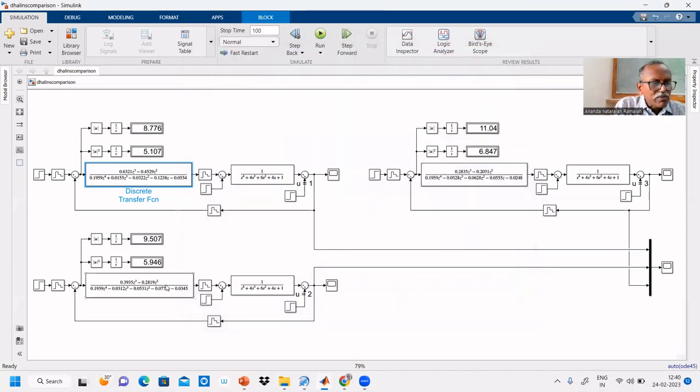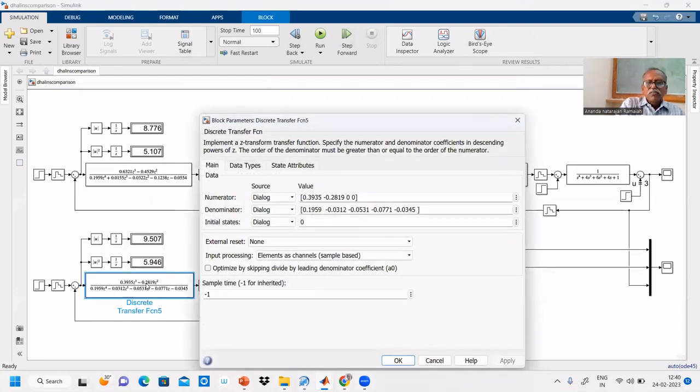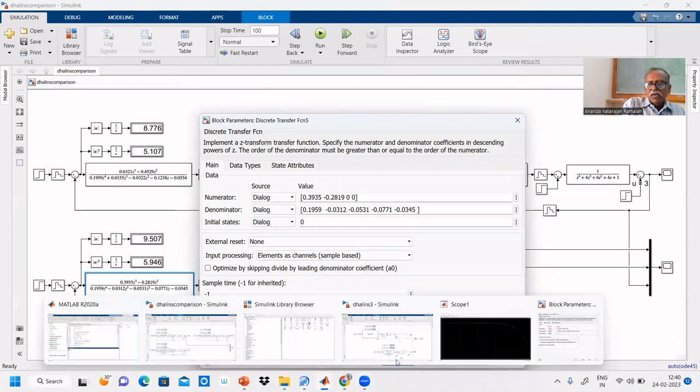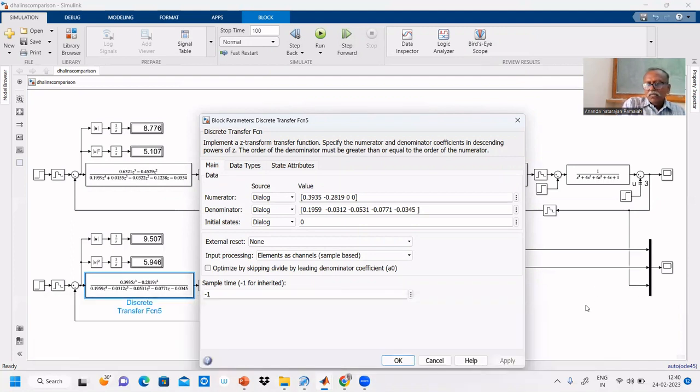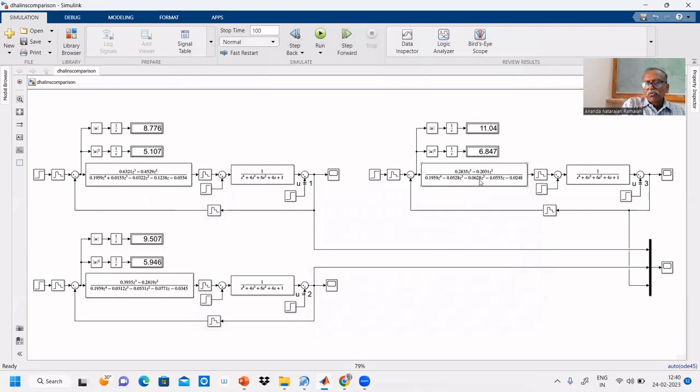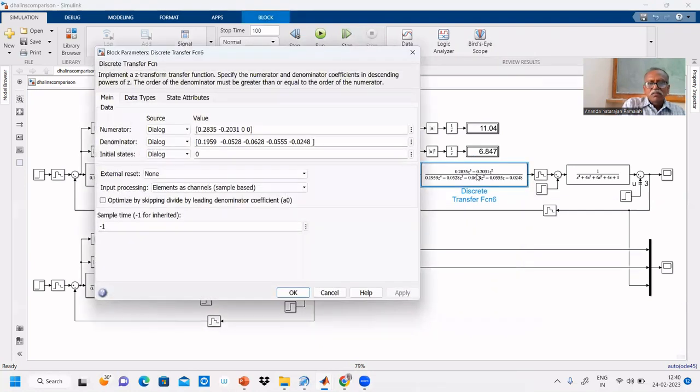Then we entered for mu equal to 2. What you got is entered here. Then we entered another simulation. There we entered mu equal to 3. Mu equal to 3 means what you got?